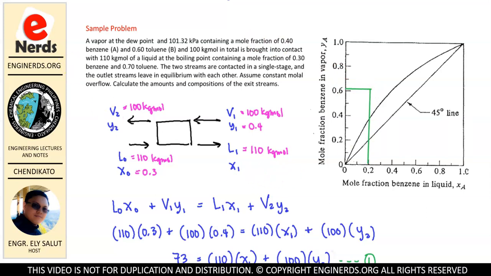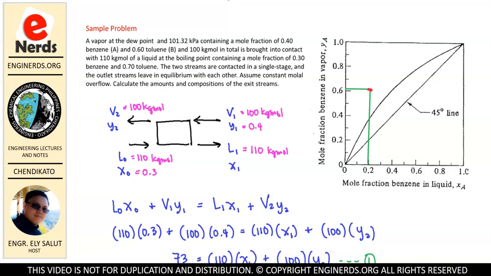Alright, so it is somewhere in here. Okay, so as you can see, nasa labas siya ng ating curve, no? Ito yung ating curve. So, ang kailangan kasi nating makuha, ano yung value natin here in the curve. Okay, so remember that our exiting stream, yung vapor and liquid, are in equilibrium. So, therefore, dapat ang maging sagot natin dito falls dito sa ating equilibrium curve, no?